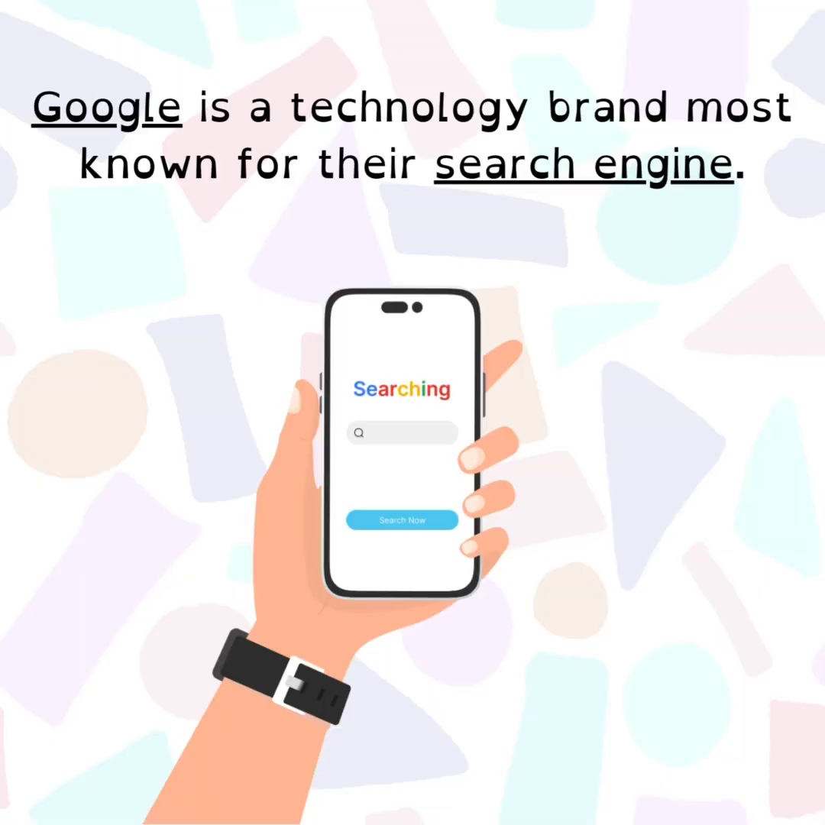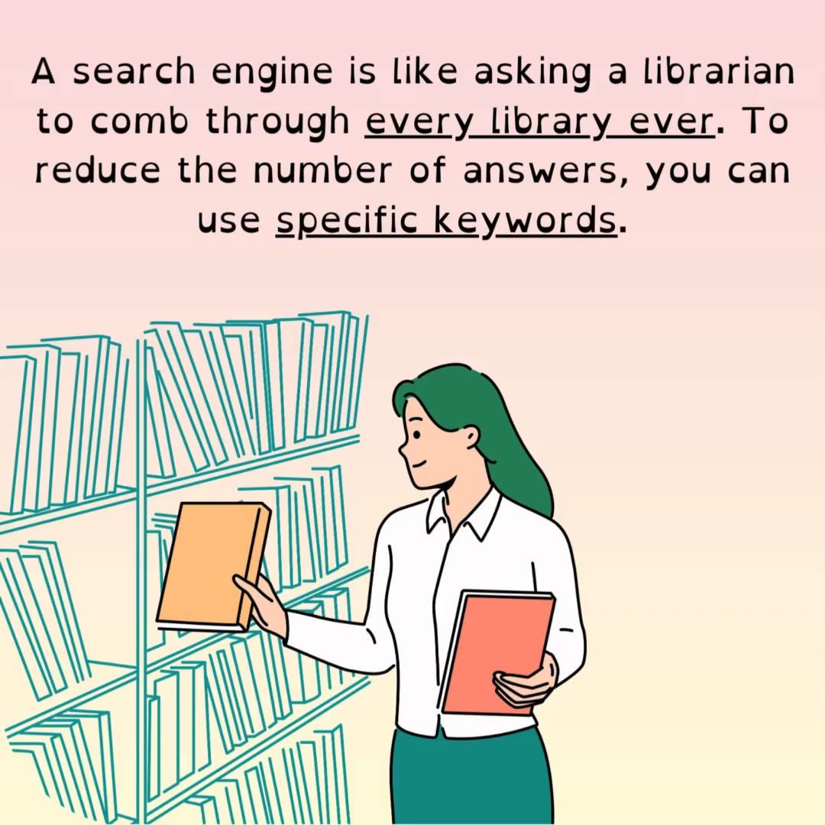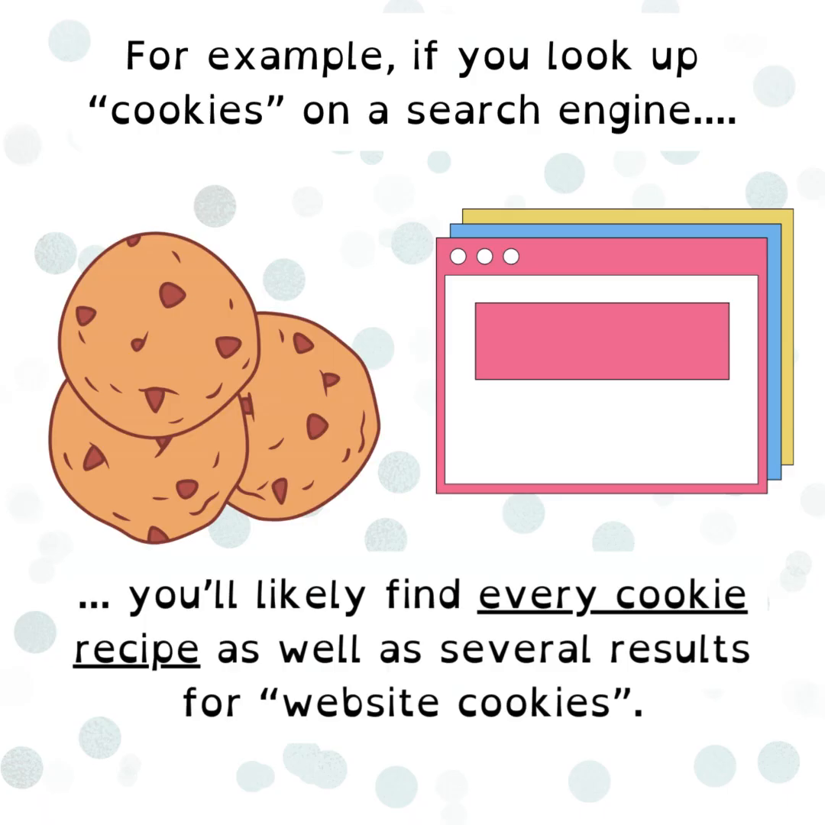Google is a technology brand most known for their search engine. A search engine is like asking a librarian to comb through every library ever. To reduce the number of answers, you can use specific keywords. For example, if you look up cookies on a search engine, you'll likely find every cookie recipe, as well as several results for website cookies.